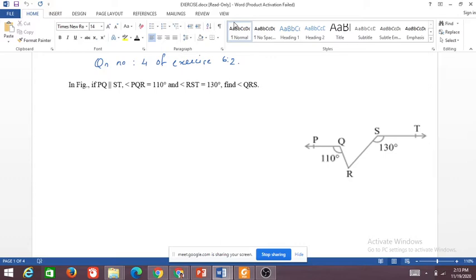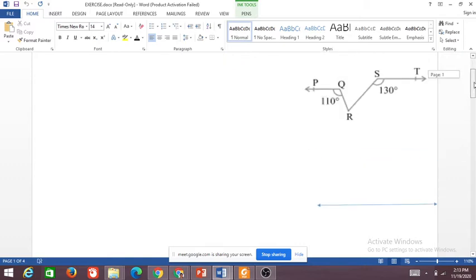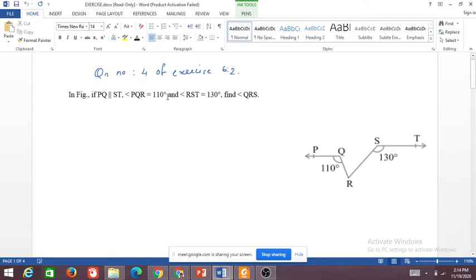In the figure, if PQ is parallel to ST, angle Q is equal to 110 degrees, and angle RST is equal to 130 degrees, find angle QRS. So, we are given two lines, PQ and ST. They are parallel. And two angles are given, angle PQR and angle RST. You want to find angle QRS. So, how will you find this angle? Do you have any idea?